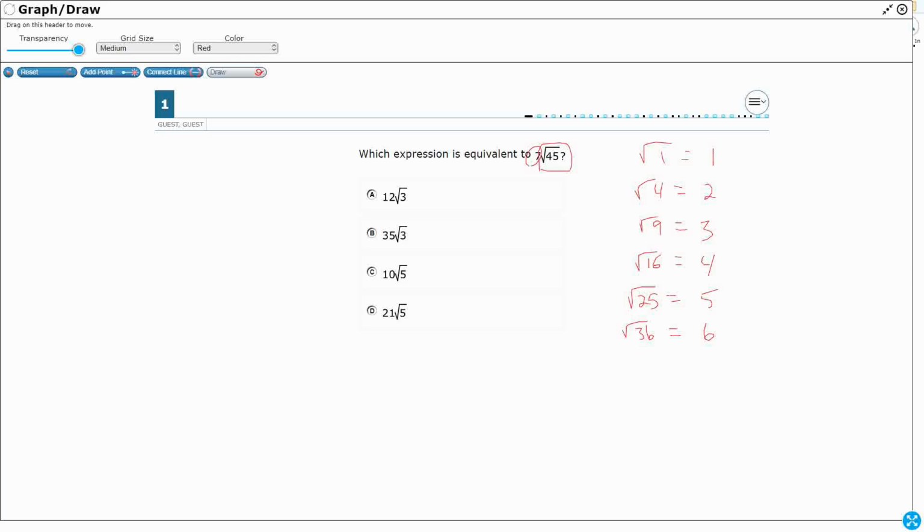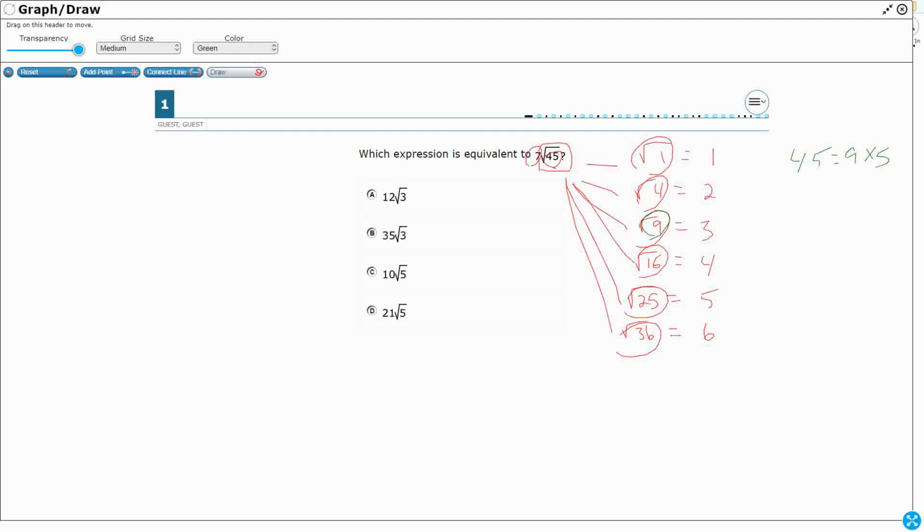All right, so what we're looking at is that 45. How can we split up this 45 into two factors, with one of the factors being one of these perfect squares here? Because if we can make one of these perfect squares one of the factors of the square root of 45, then we can get these perfect squares. And hopefully you're thinking, you know what? There's many ways to make 45, but one of the ways to make 45 is going to be 9 times 5.